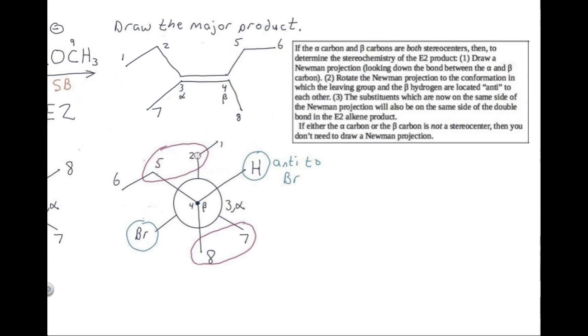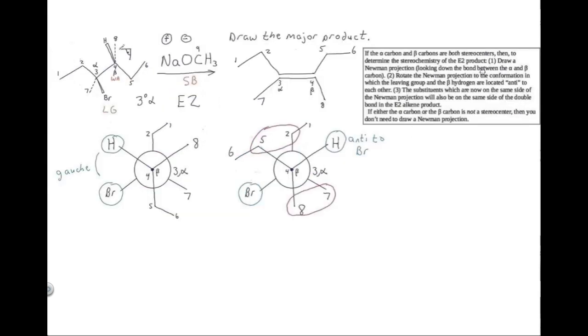So carbon 5 and carbon 2, which were on the same side of this Newman projection, end up cis to each other in the alkene. Carbon 8 and carbon 7, which were also on the same side of the Newman projection as each other, end up cis to each other in the alkene. That's the way in which we can use this Newman projection to determine the correct stereochemistry for our E2 alkene product. So now we've illustrated this three-step method for figuring out the correct stereochemistry for the E2 product.